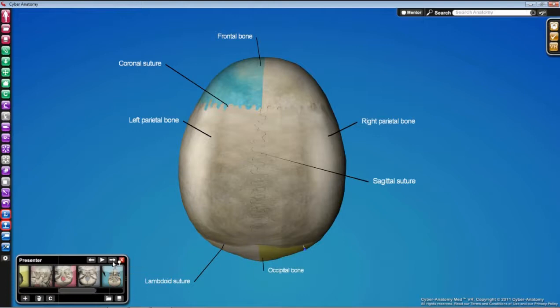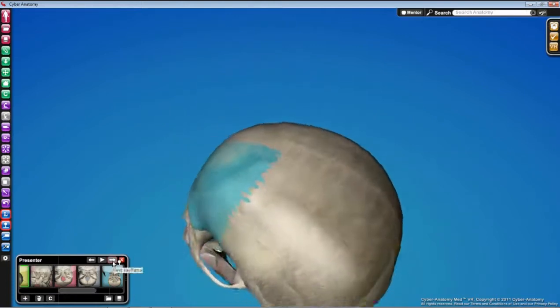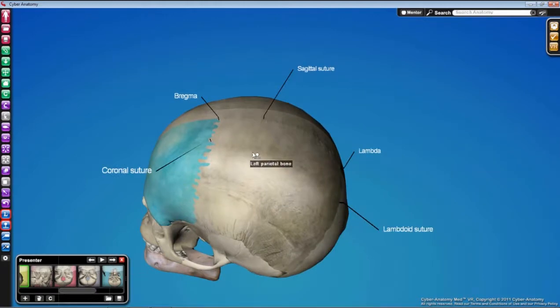And then you'll also want to identify the points of sutural convergence, where the sagittal suture meets the coronal suture to form bregma, and the lambdoid suture meets the sagittal suture to form lambda. And these are helpful surgical landmarks for relationships on the skull.